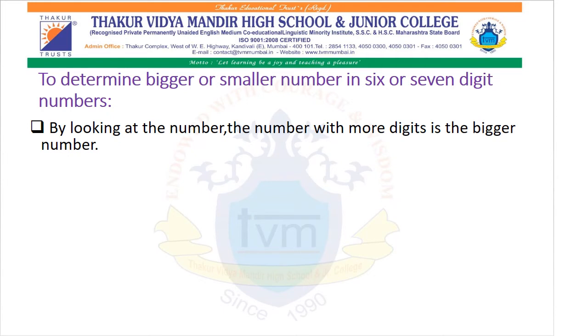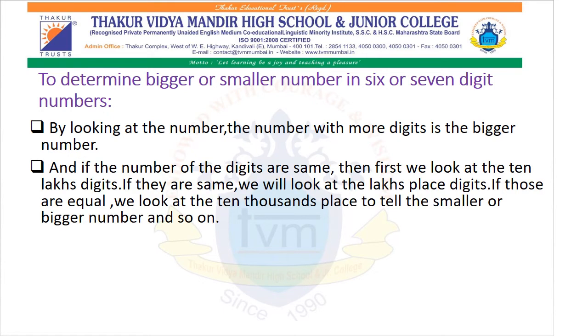The number which contains more digits is bigger than the other one. For example, if you have one number with 5 digits and another with 6 digits, naturally the 6 digit number is greater. Now if both numbers have the same number of digits, then first we look at the 10 lakh digit. If the number has 7 digits, first we'll look at the 10 lakh position. If the digits are same, then we'll go to the lakh position. If the digits are same, we'll go to the next place, 10,000 place. If then also the digits are same, we'll go to the next 1,000 place, and so on.